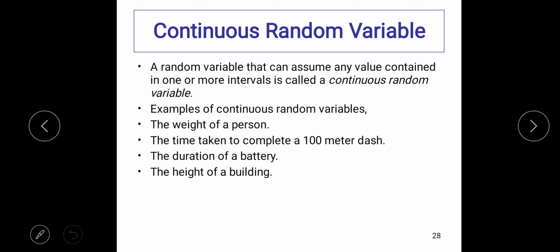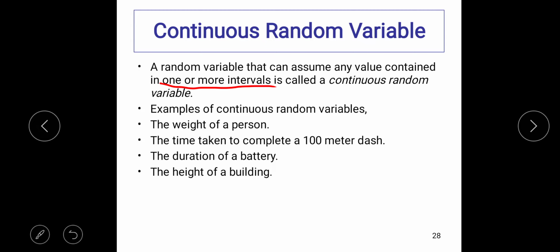Now this is another random variable, that is your continuous random variable. Alright, we are going to look more at it in chapter 5. Just an introduction for you. It's actually a value that is contained in one or more intervals.